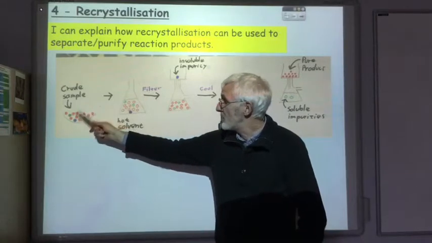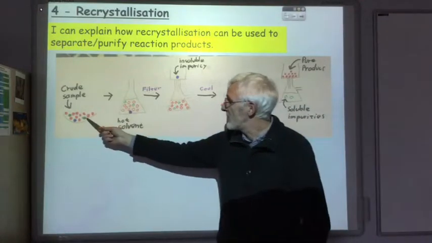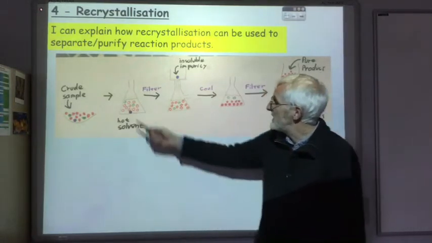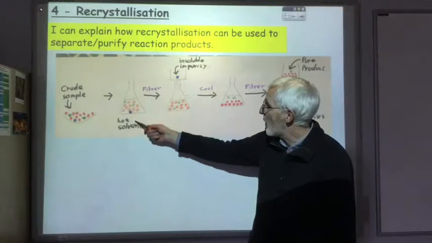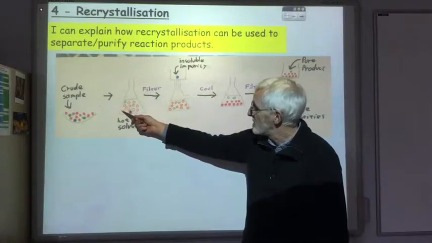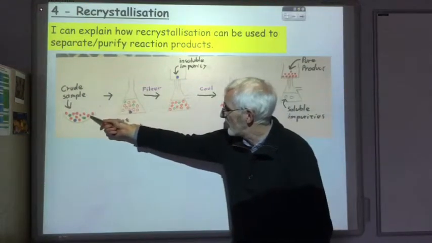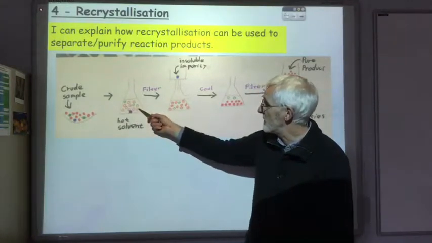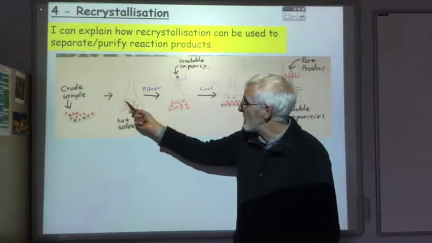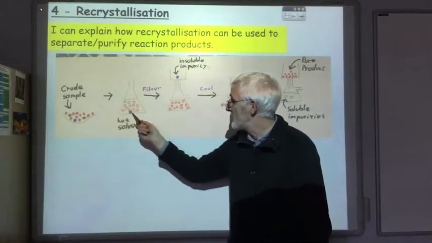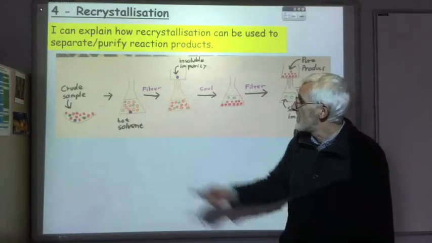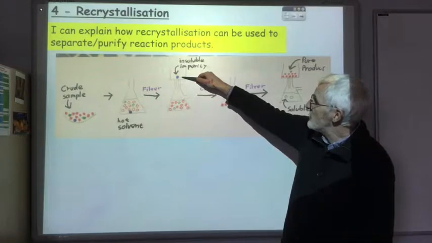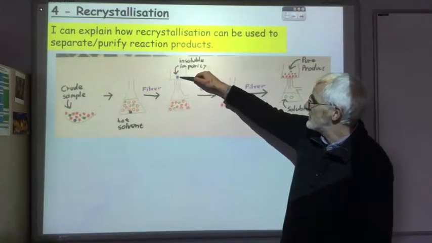The red dots are the product I was wanting to make. The green dots and the blue dots are impurities. So what we do is we dissolve the sample in a hot solvent. So the red dots, which become from closed to open, so our desired product dissolved in the hot solvent, as did the green dots, but the blue dot was insoluble in the hot solvent. So if we then filter it, the insoluble impurity, the blue dot, is removed.